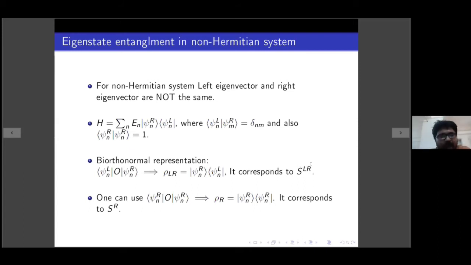Now, of course, you can use another definition, where you say that I am only interested in this right eigenvector, so I define some expectation value of some operator in this fashion, and that implies a density matrix rho R, which will be given by this particular form, and that will give you S of R, which is the entanglement entropy corresponding to only the right eigenvector. So in general, you can have these two possibilities.